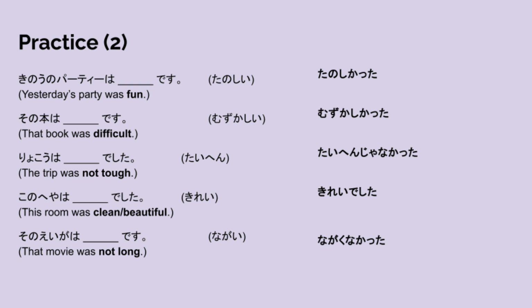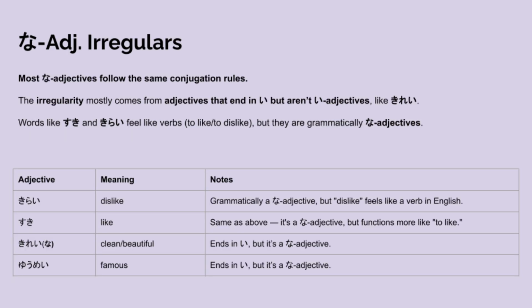Think of it this way. On this one, break it up. Nagai, or the naga, in there is long. Kuna, in there, is not. And then kata is was. If that helps. Naga kunakatta. Just think of it like that. That's usually how it has to work for the irregulars.